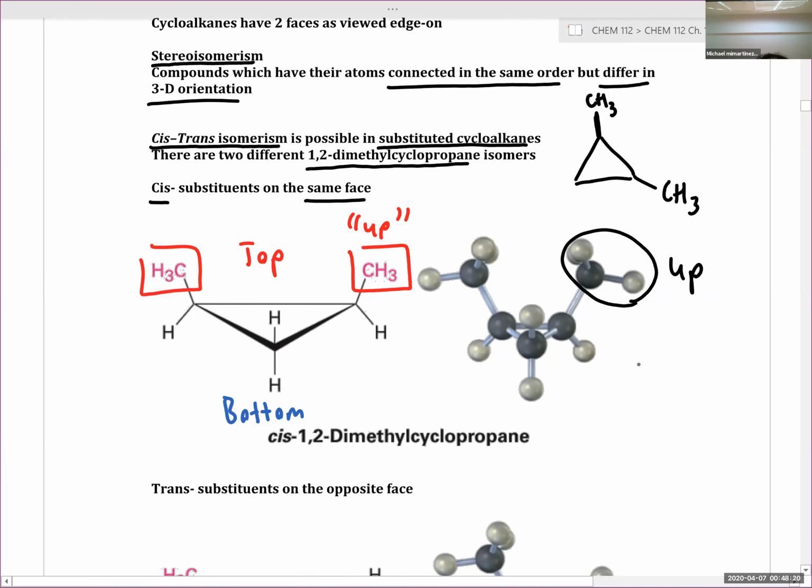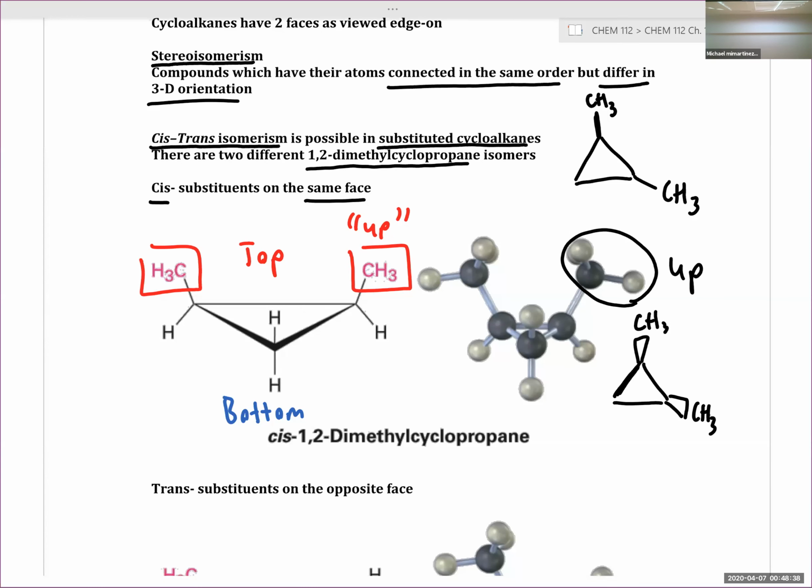We'll learn later on in this chapter, and as we'll discuss in chapter 5, that both of these methyl groups would get a wedge, where this wedge is telling us that these methyl groups are pointing up out of the page towards us.